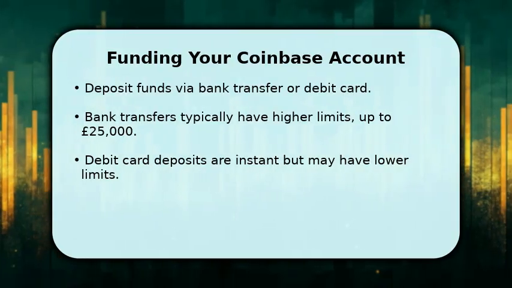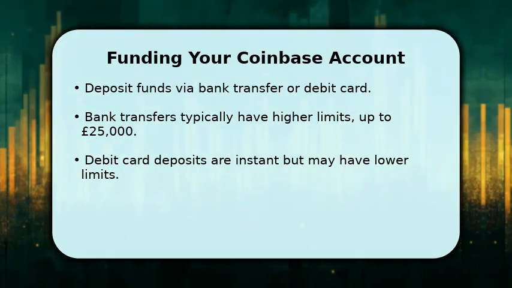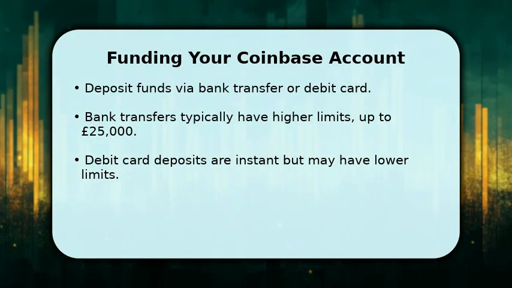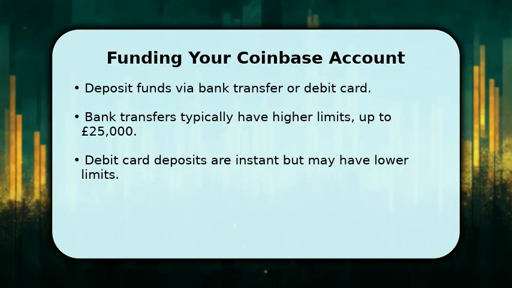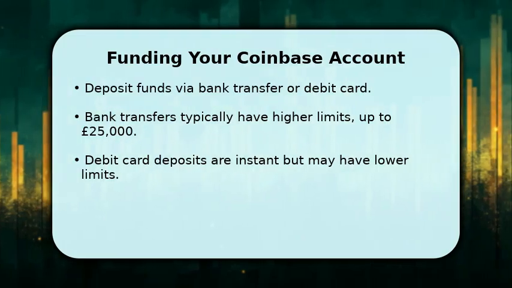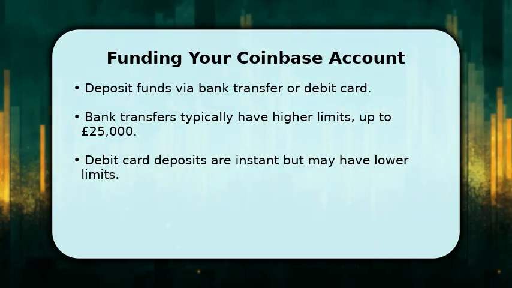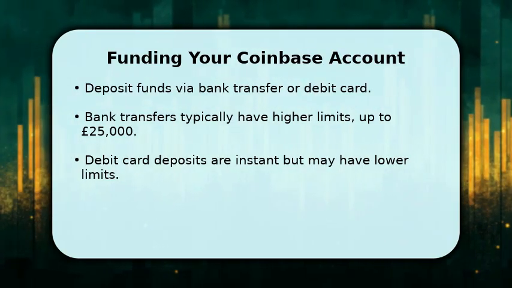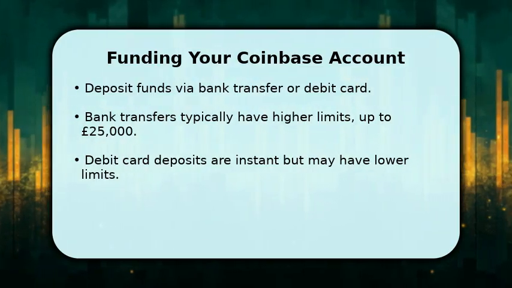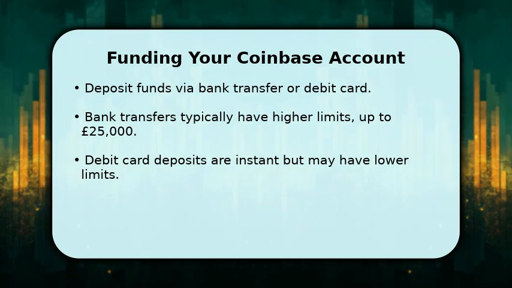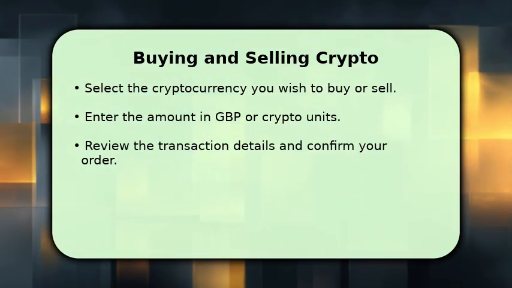You have two primary options: a bank transfer or a debit card deposit. Bank transfers, often using faster payments, usually allow for larger sums, sometimes up to £25,000, and are generally free. Debit card deposits are quicker, often instant, but might have lower transaction limits and could incur a small fee, typically around 1.5%. With funds in your account, you're ready to buy or sell cryptocurrencies.